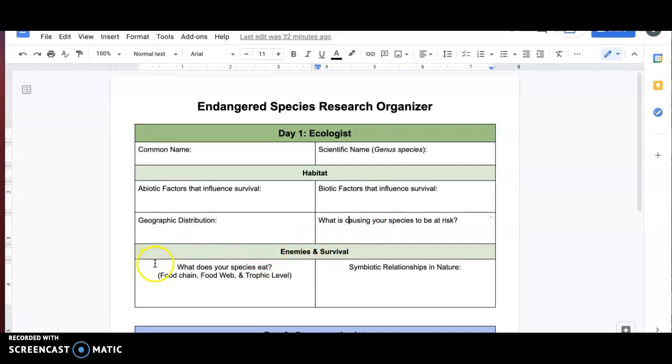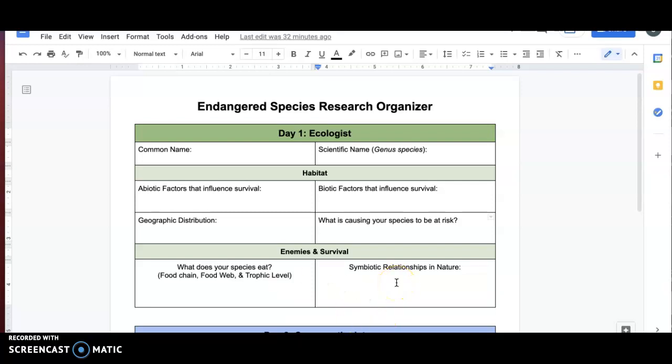Interactions in survival. What does your species eat? Think of the food chain or the food web. What trophic level is it at? Be pretty descriptive here, connecting all of those dots, that big picture idea of where this organism falls in the ecosystem, that specific ecosystem or that specific habitat. Or maybe you want to create a food chain or a food web here and post that in there. You can save that picture. Absolutely, you can go ahead and do that. That would be truly demonstrating your knowledge of this organism.